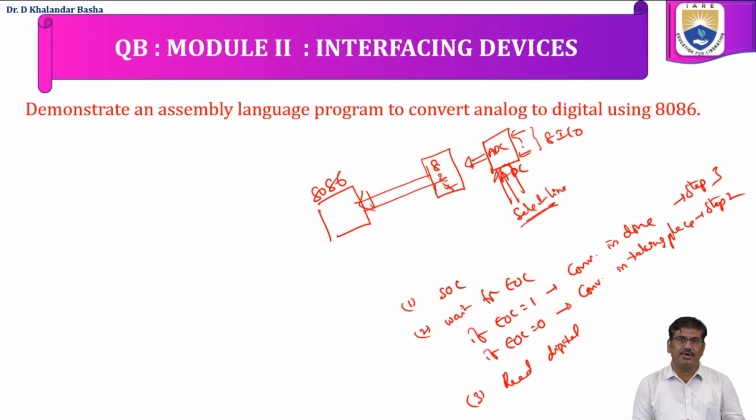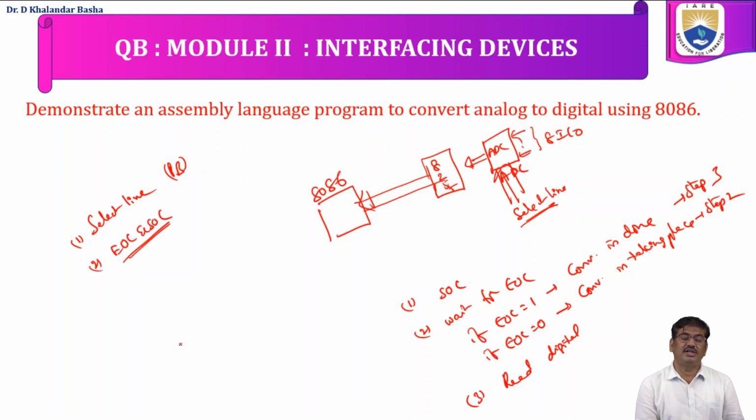For converting the analog signal to digital, the signals we require are the select lines we have to generate. Usually these will connect through one port. I am taking port B. Next, the EOC and SOC signals, two control signals, are needed. One is input and one is output. These will connect through port C.